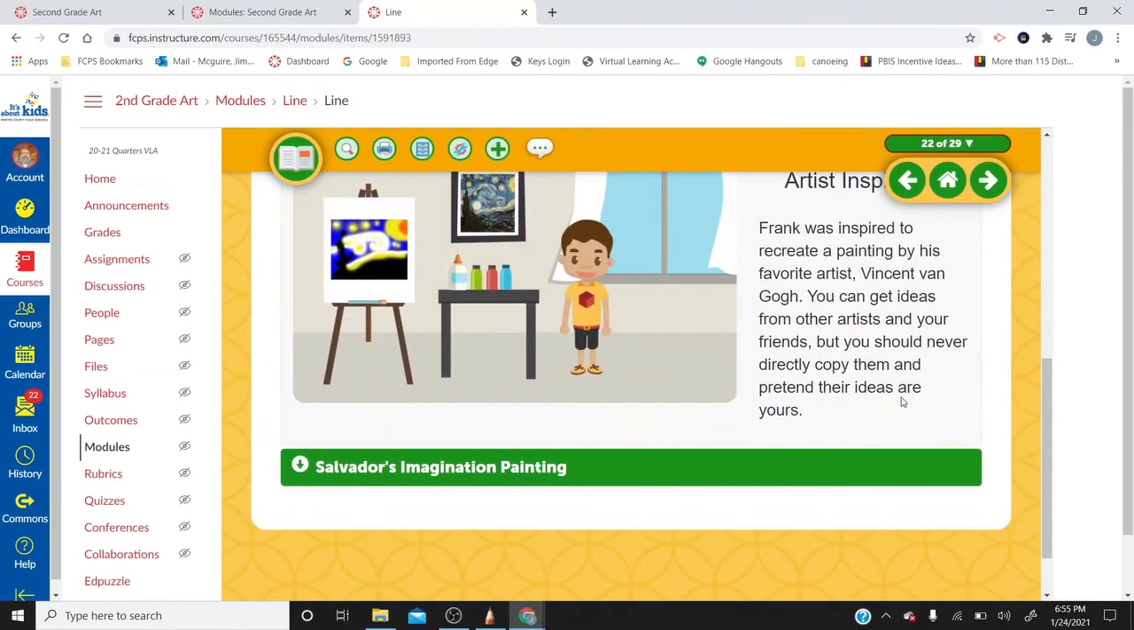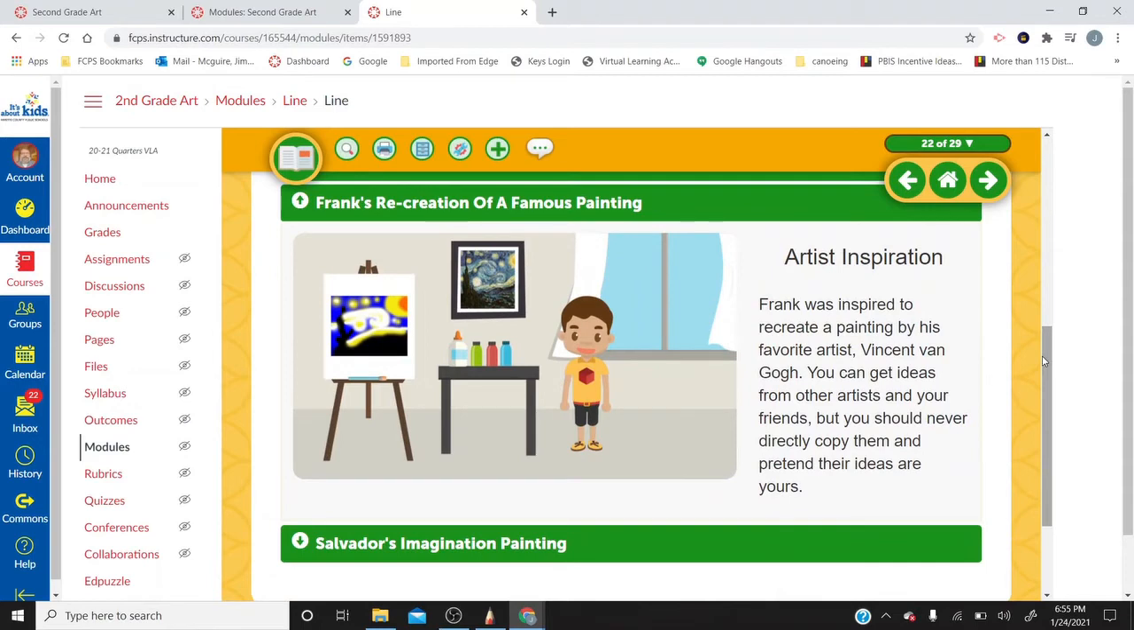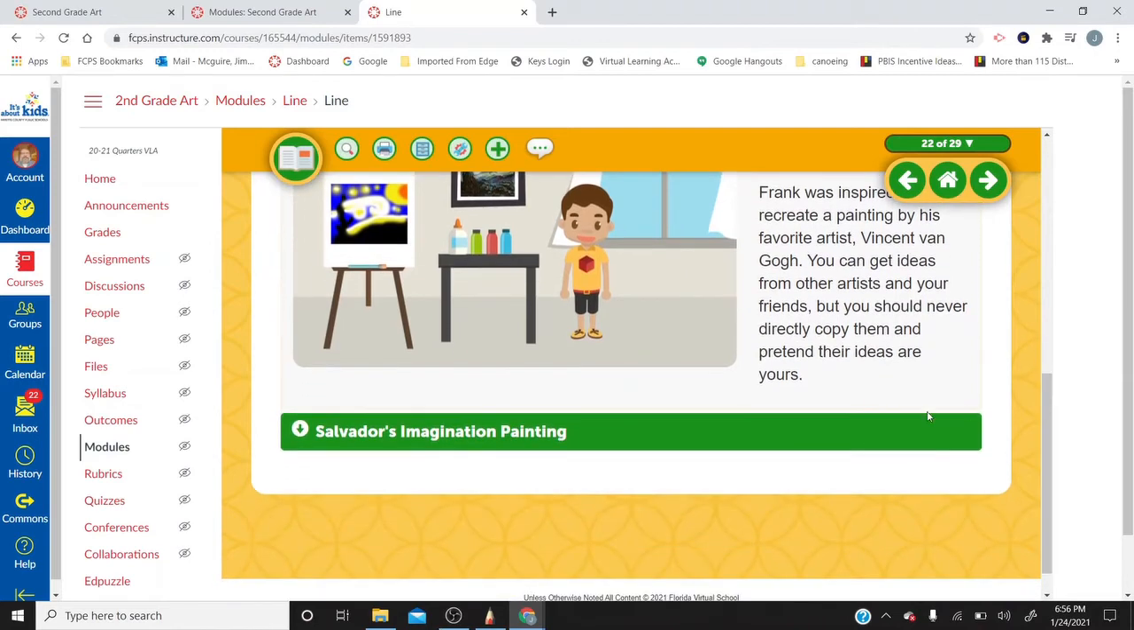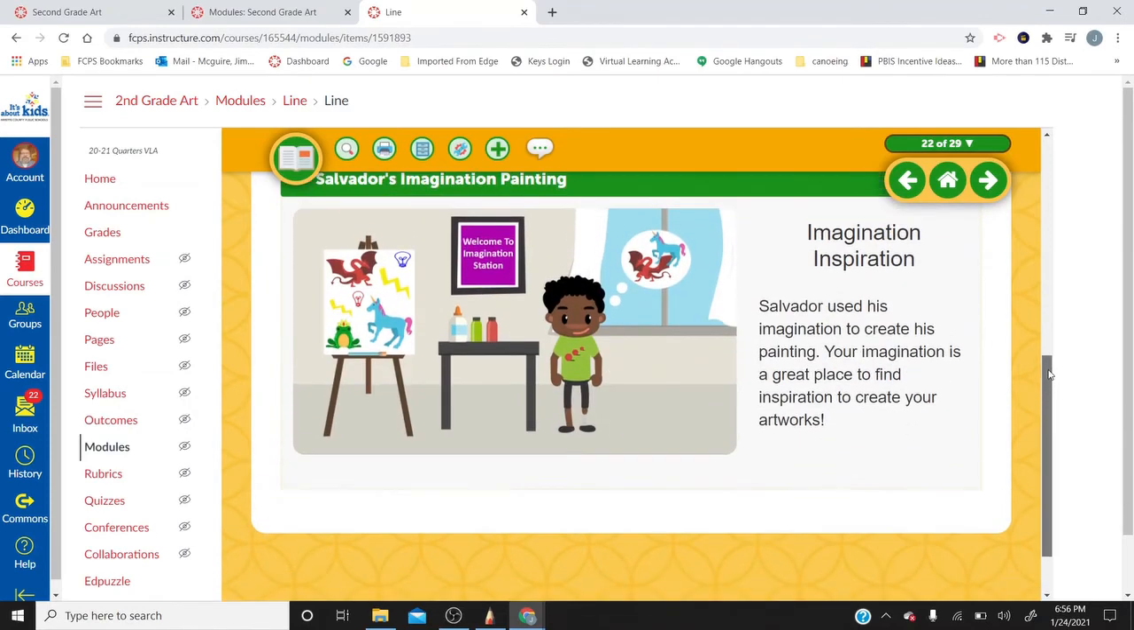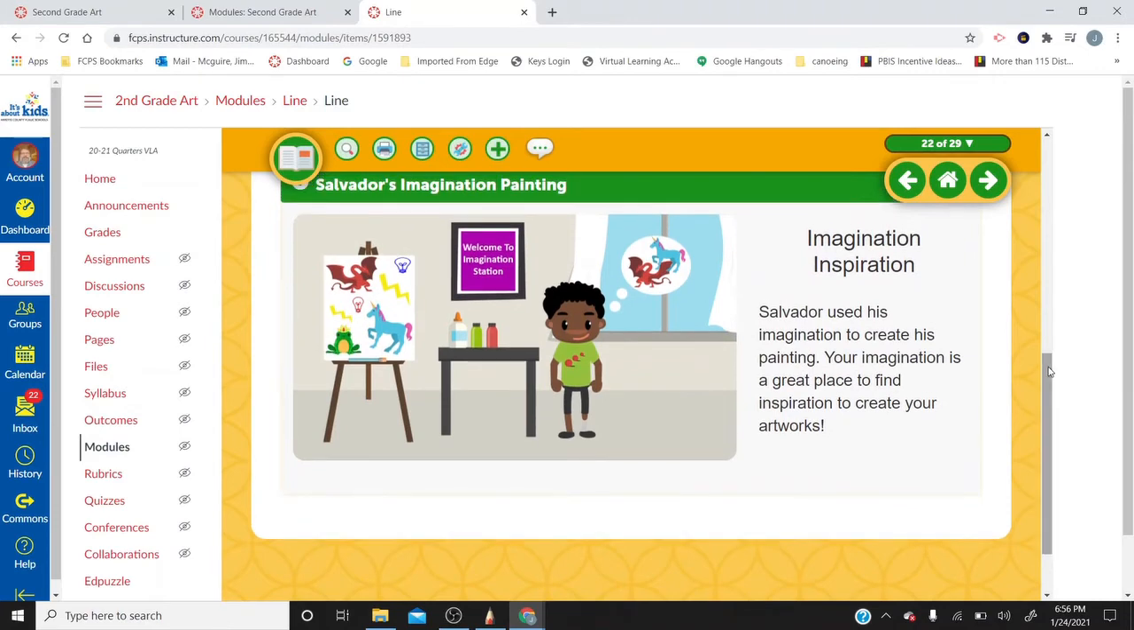What about Frank? Frank was inspired to recreate a painting by his favorite artist, Vincent van Gogh. You can get ideas from other artists and your friends, but you should never directly copy them and pretend the ideas are yours. It's okay to copy them, but don't pretend like the ideas belong to you. Salvador used his imagination to create his painting. Your imagination is a great place to find inspiration to create artworks.